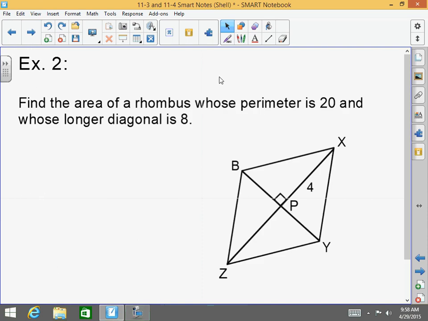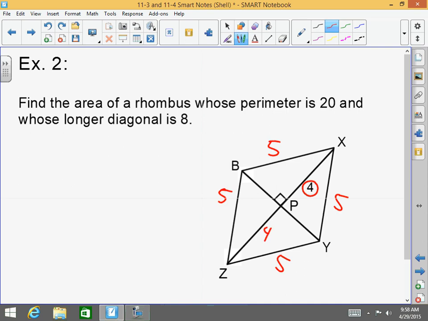Next. The area of a rhombus, I want you to find the area of a rhombus whose perimeter is 20 and whose longer diagonal is 8. Okay. So the perimeter is 20. So that means all of the sides are 5. The longer diagonal is 8. So if this piece is 4, that means that this piece is 4.